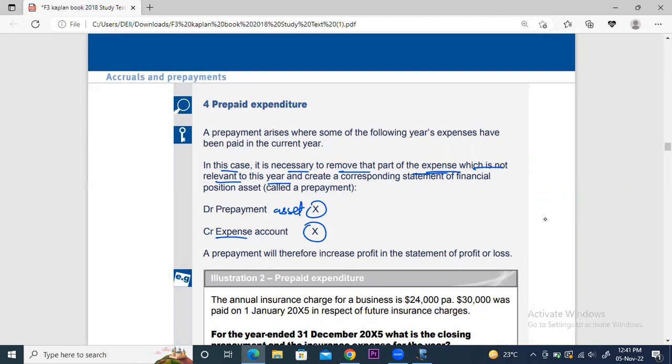Let's say the months of November and December relate to this year. So only 2 months I'll be recording. That is the thing we do in the future. You'll understand it from the questions. In the questions, we'll do the same thing.